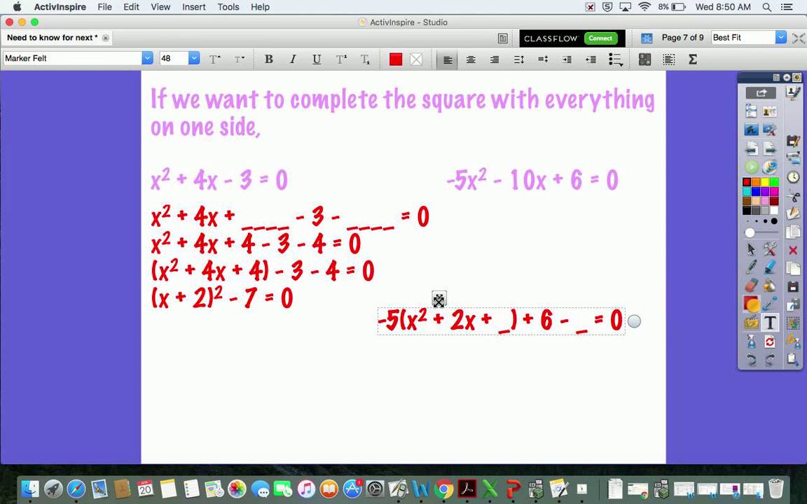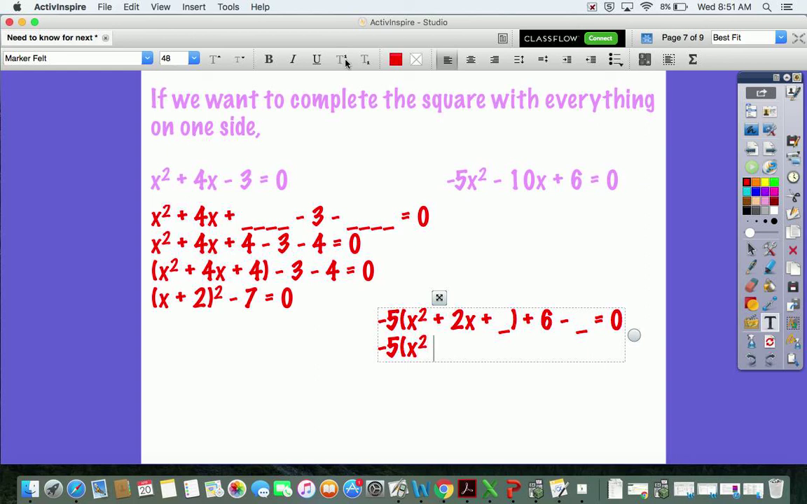I'm going to do this down here. Remember, you take half of b and square it, and that will go in the blank there. And then whatever's in that blank, you're going to subtract it over here. So we're going to take half of b, which is now 2. Not the original b, but the b that we get after we factor out. So when we take half of b and square it, well, half of 2 is 1. When you square 1, you get 1.